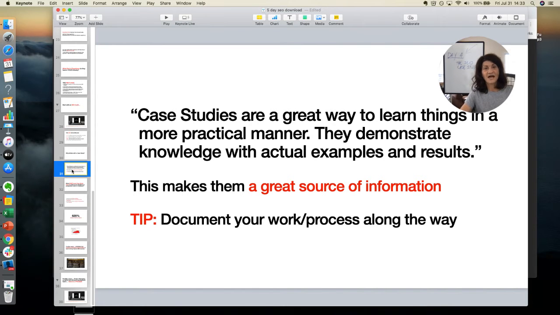Now, here's a tip. Document your work and your process along the way. One of the things you really want to make sure that you consider every single time is you're constantly taking note of what it is you're doing. If you're in an agency and you start working with a client, start documenting what's actually happening, why they are working with you right now, because of what specific challenge. So you can start roughing out a framework of what the case study should look like.